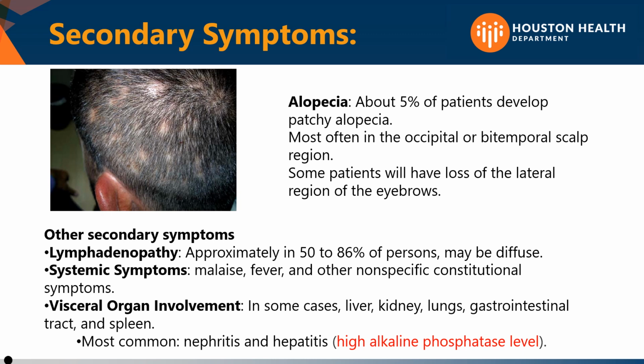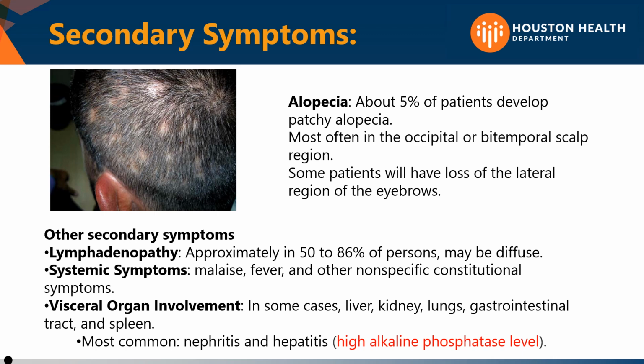Other secondary symptoms that we're going to find in secondary syphilis is lymphadenopathy, which is basically swollen lymph nodes. It happens in about 50 to 86% of the patients, and it might be diffuse. Other systemic symptoms we can encounter are malaise, fever, and any other non-specific constitutional symptoms.